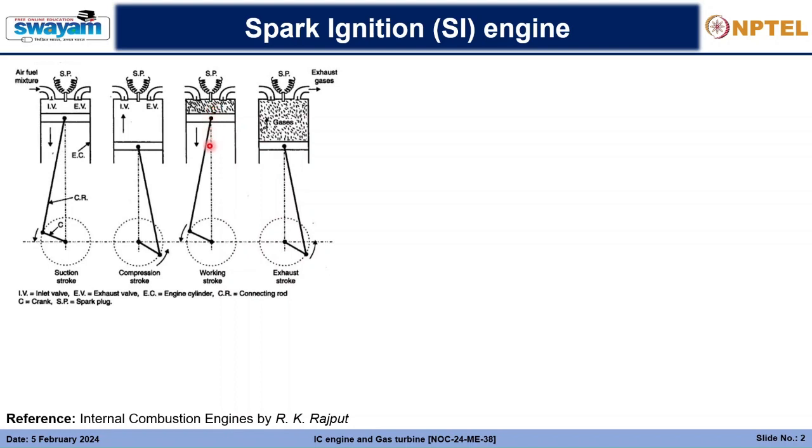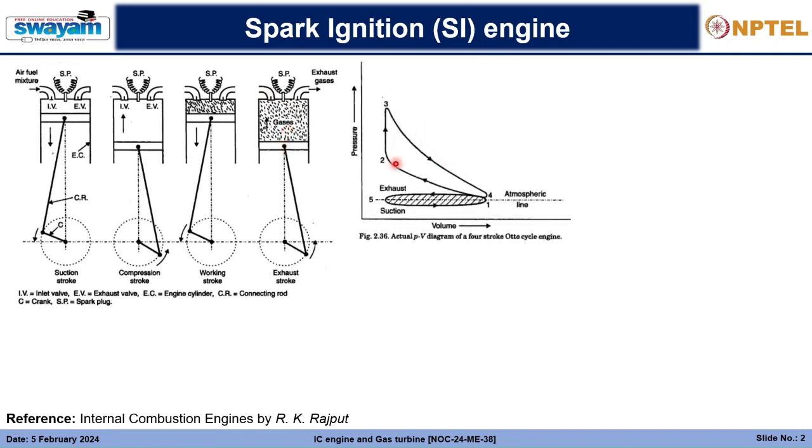As the piston is pushed down in the working stroke, eventually, due to the inertia of the crankshaft, the piston will move up, and this time the inlet valve is closed and the exhaust valve opens. The piston moving up pushes the gases outside through the exhaust valve, and so the burnt gases go out. So that is the whole cycle. Again, when the piston comes down, the exhaust valve closes and the inlet valve opens, and the mixture is sucked inside. So this is the actual PV diagram of a four-stroke Otto cycle engine.